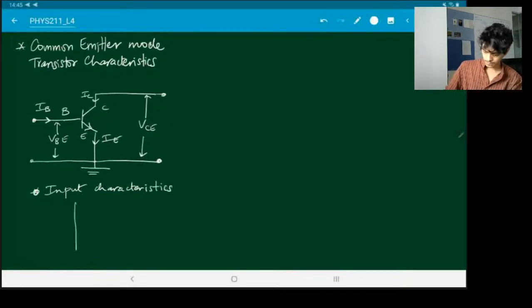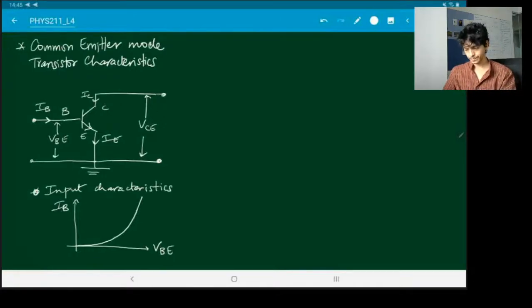So first, let's look at the input characteristics. How does VBE vary with IB as long as everything else is kept constant? Well, this just looks like this. It's like a normal diode characteristic that we've seen before, right? Just across the base and the emitter.